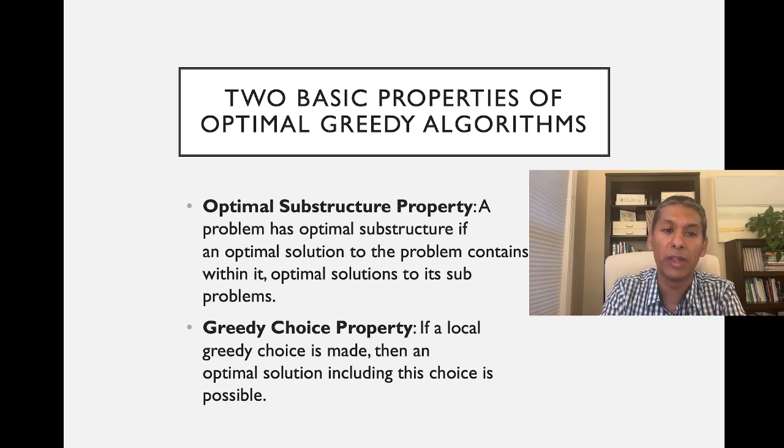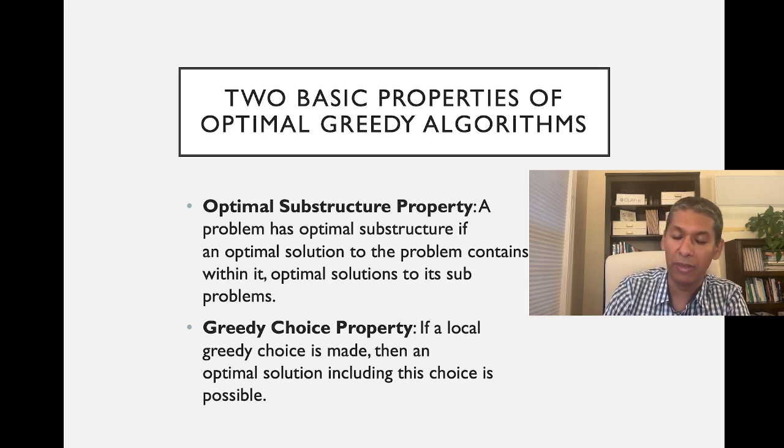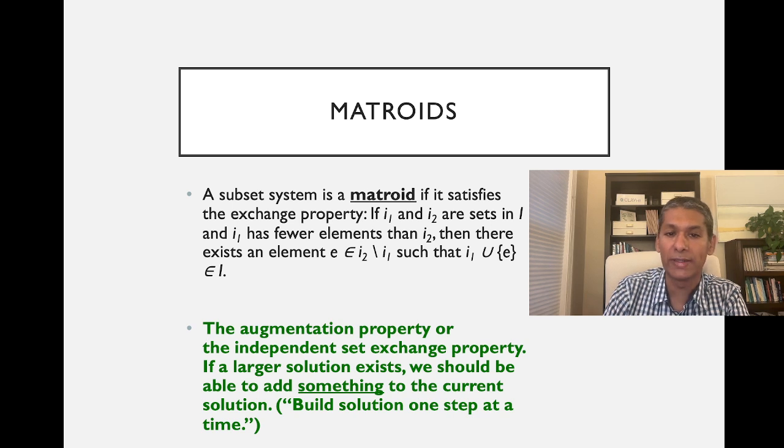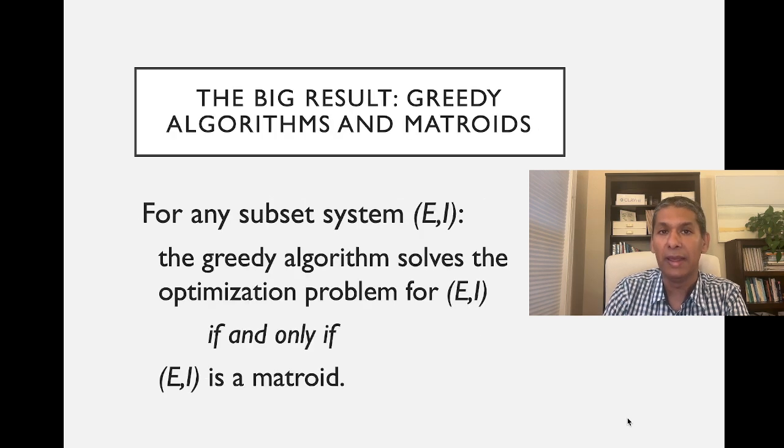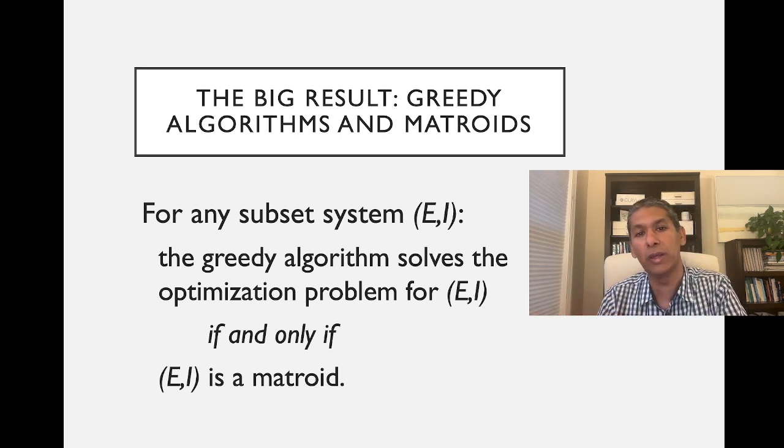That means that if the local greedy choice is made, then the optimal solution using the choice is still possible. If we go back one slide, we can start to see the analogy between the augmentation property and the greedy choice property. And that really brings us to the big result.